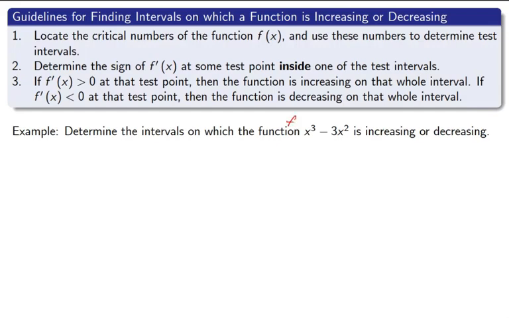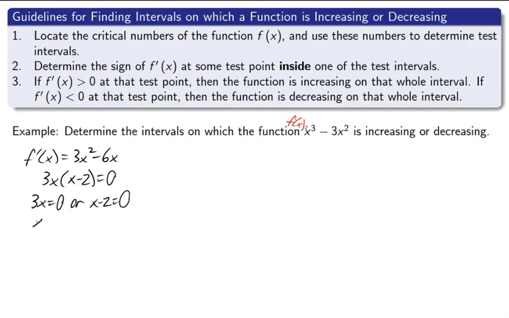We've got this function f of x, and I want to calculate the derivative. F prime of x equals 3x squared minus 6x, and I'm going to find the critical values. The derivative is defined everywhere, so I simply set it equal to 0, and I'll factor out a 3x. 3x is 0, or x minus 2 equals 0. I get x equals 0 or 2. Those are my critical values.